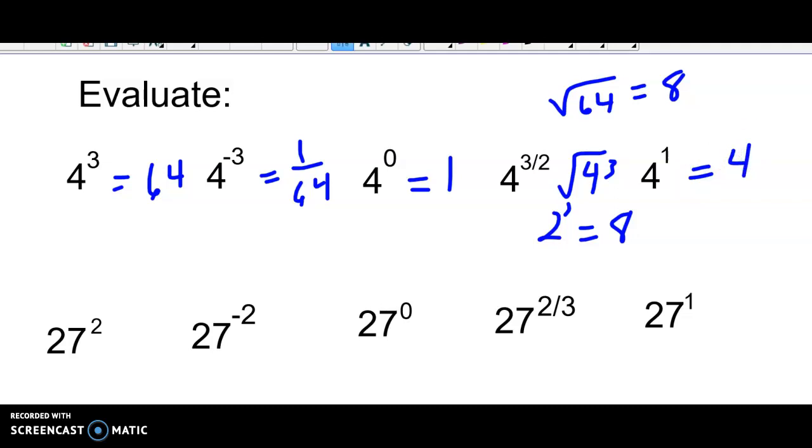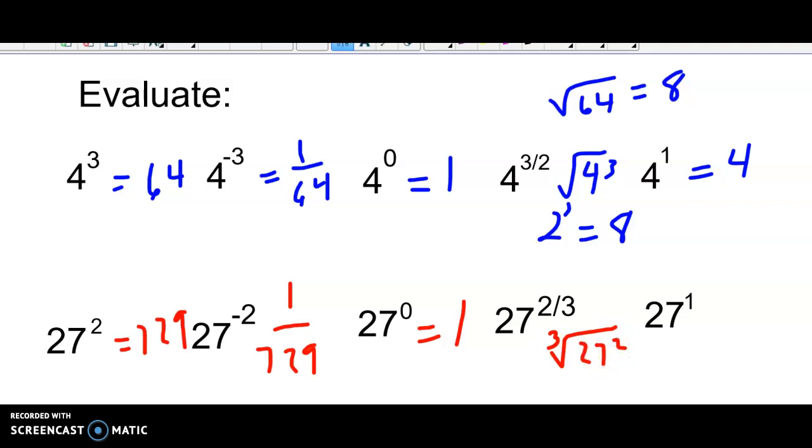Okay, so if we look at a bigger number, 27. 27 to the second power, 27 times 27 is 729. Well, 27 to the negative of that power is 1 over 27 squared. Just like 4 to the negative third was 1 over 4 to the third. 27 to the 0 is 1. Anything to the 0 is 1. When I take 27 to a fraction, then the denominator tells me what the root is. So it's cubed root of 27 squared.